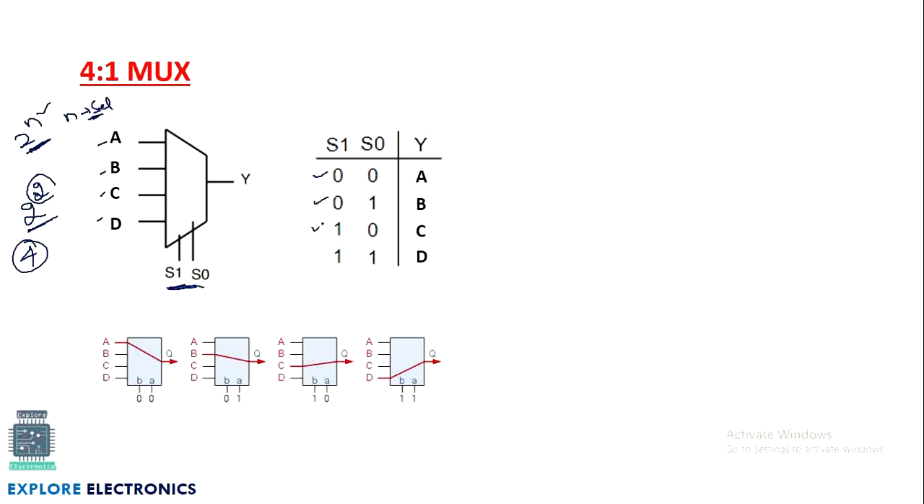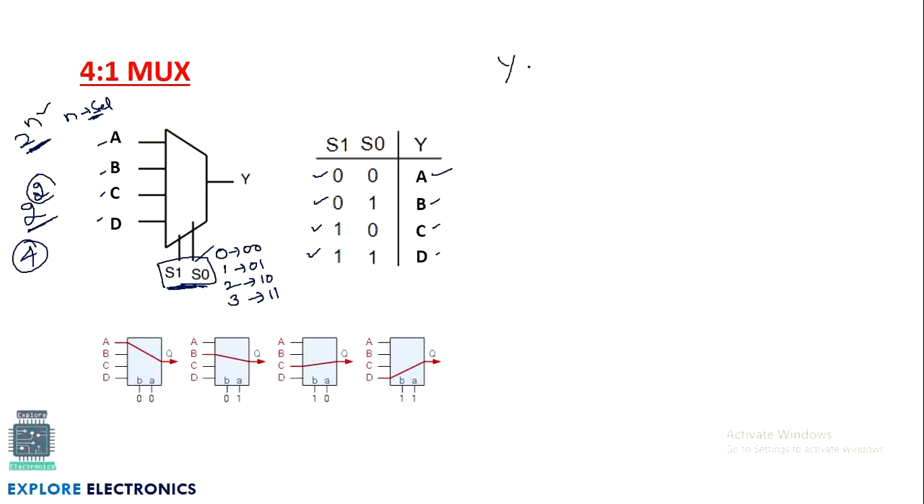There are 4 possible values we can give from S1 and S0. Simply, I can pass 0, I can pass 1, I can pass 2, I can pass 3. 0 will be indicated as 0, 0; 1 can be indicated as 0, 1; 2 can be indicated as 1, 0; 3 can be indicated as 1, 1. When 0, 0 is given, A will be selected at Y. So Y is equal to A when 0, 0 is given as input. When 0, 1 is given as input, B will be the output. When 1, 0 is the input from the select line, I need to select C. And 1, 1 is selecting D.